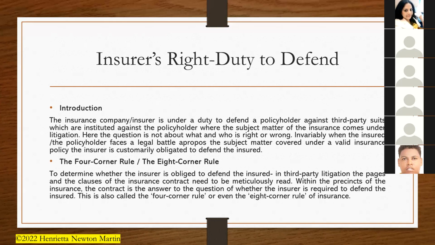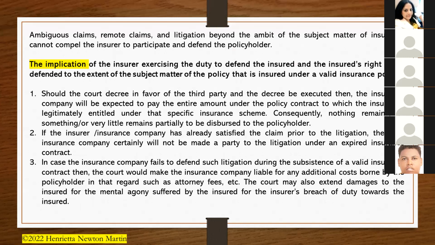That is, within the parameters of the insurance contract, the answer to whether the insurer is required to defend the insured. Ambiguous claims or remote claims and litigation beyond the purview of the subject matter of insurance cannot compel the insurer to participate and defend the policyholder. So the implication here is the insurer's duty to defend the insured, and the insured's right to be defended to the extent of the subject matter insured under a valid insurance policy.